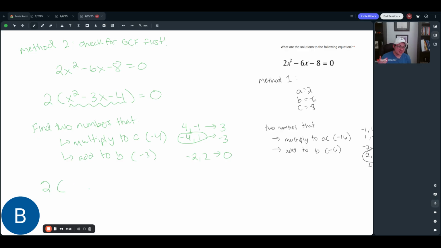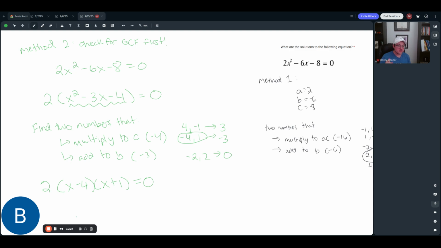So what's really nice about this is there's no extra work after this. Your factor pairs are literally just x minus 4 and x plus 1. And again, you can check that by distributing everything out if you want to. And now this is really nice because same zero product property reasoning here. If things are being multiplied together, either 2 has to be 0, which it's not. We know 2 is not 0, so we can automatically get rid of that.